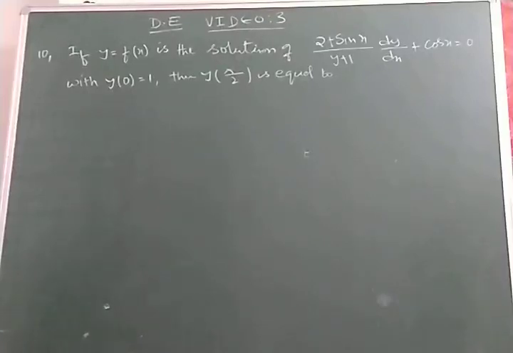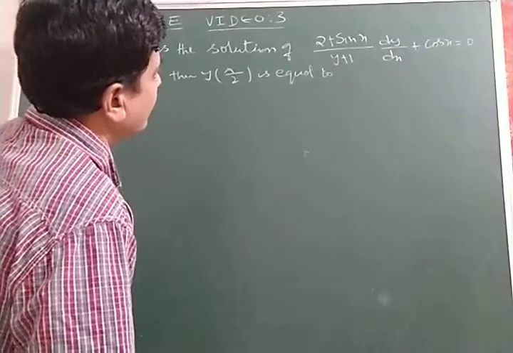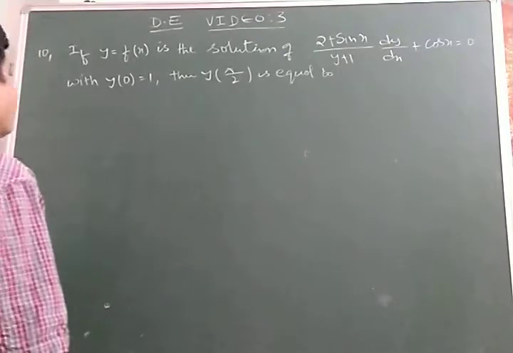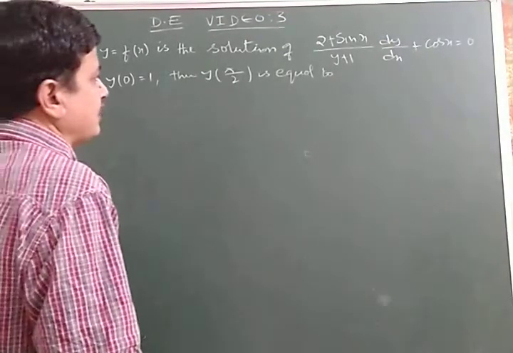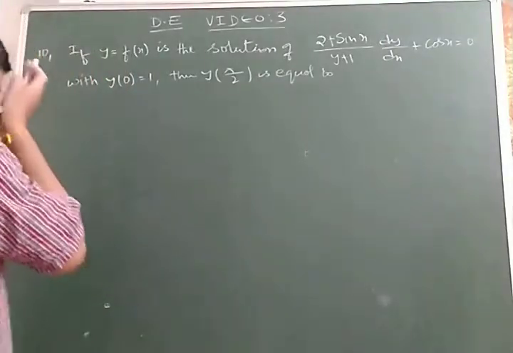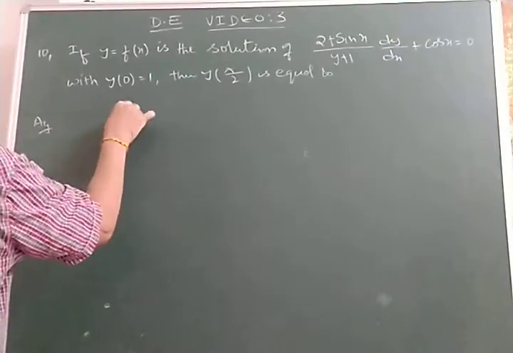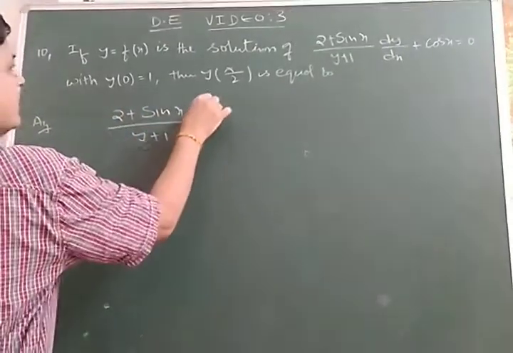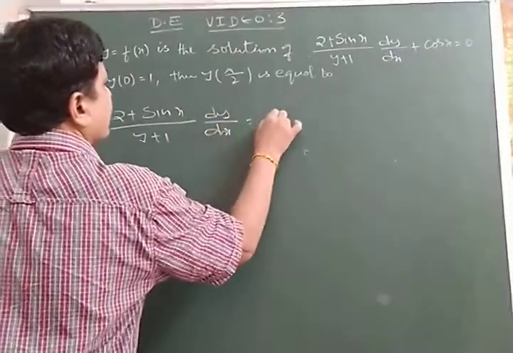Now question number 10. If y = f(x) is the solution of (2 + sin x)/(y + 1) dy/dx + cos x = 0, with y(0) = 1, then y(π/2) is equal to? So the given differential equation is (2 + sin x)/(y + 1) dy/dx = -cos x.